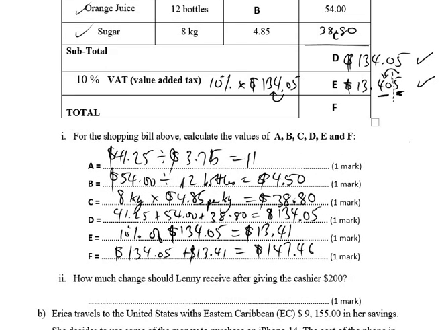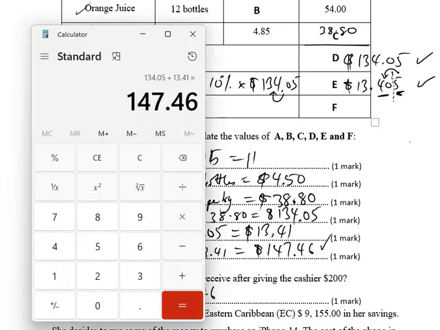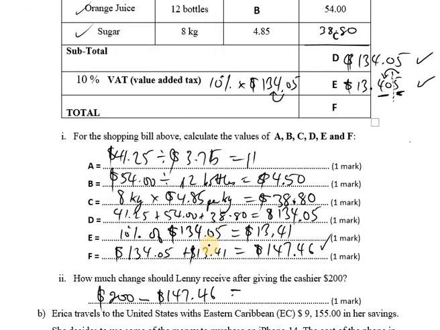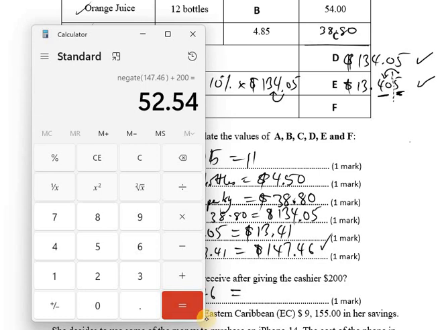Okay, here's the next question. How much change should Lenny receive after giving the cashier $200? So this amount you're paying in total, $147.46. You're giving the cashier $200. So it's going to be $200, and from that $200, they're taking away what? $147.46. So you're going to take 200 minus 147.46, and you get $52.54.